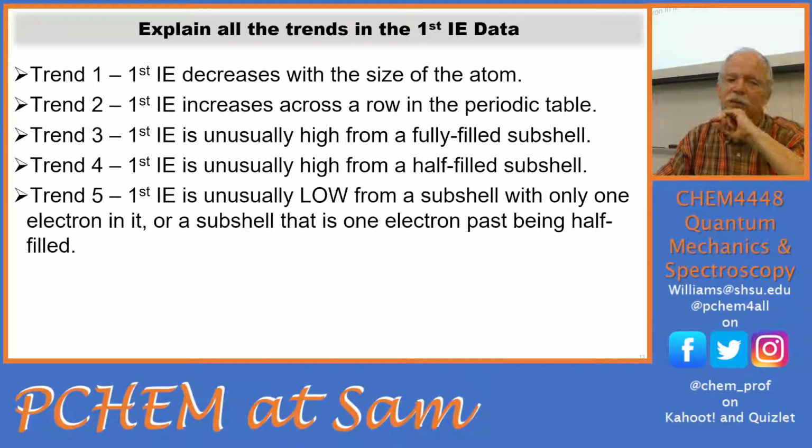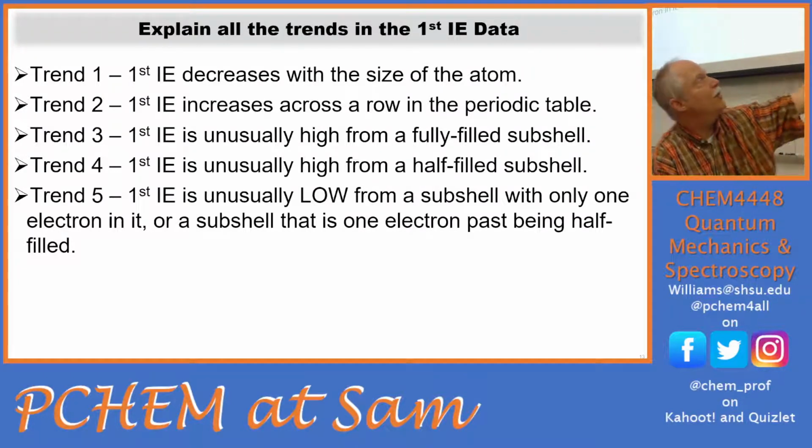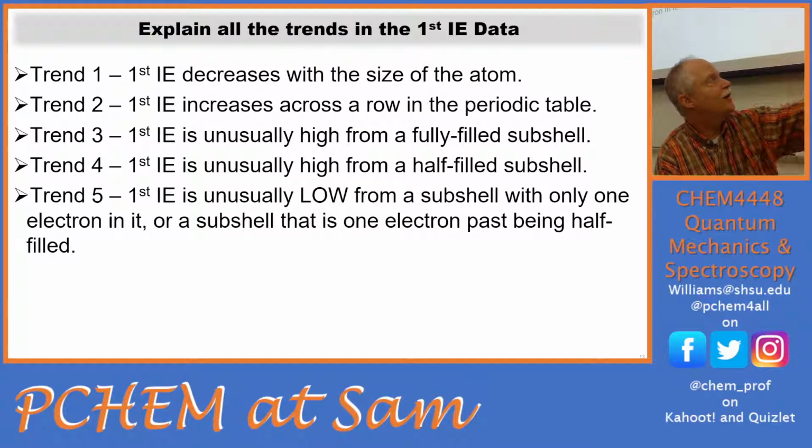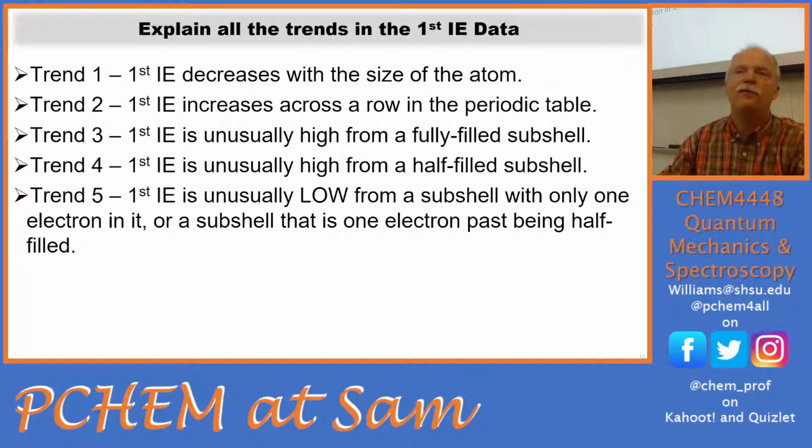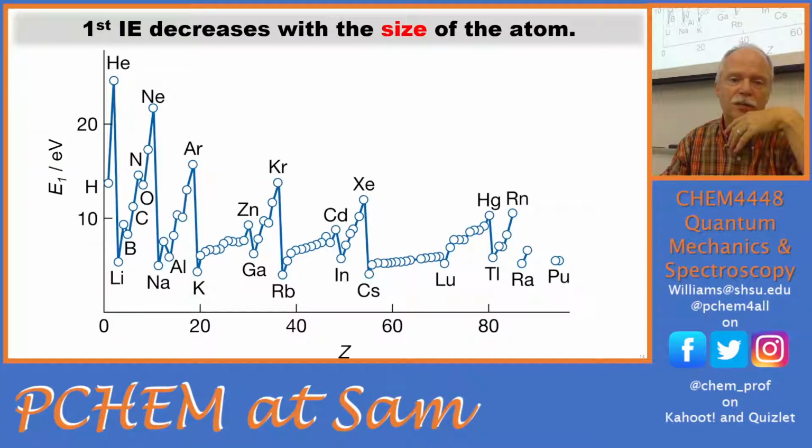And then it's also unusually low from a subshell with only one electron in it, or a subshell that's just one electron past being half-filled. And so this should tell us that the alkali metals are easy to ionize, the first d block electrons are easy to pull out, the first p electrons are easy to pull out, and then one electron past being half-filled, like oxygen. Oxygen is one electron past a p3, okay? So that p4 electron is easy to pull out. And so we'll see all of those.